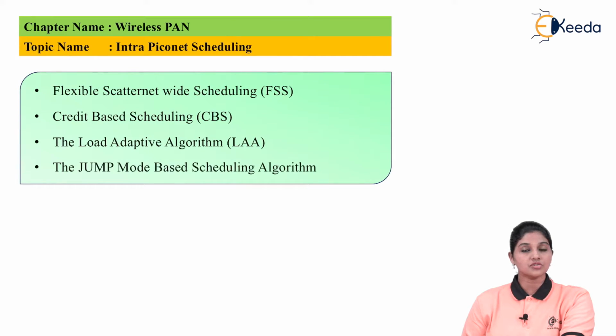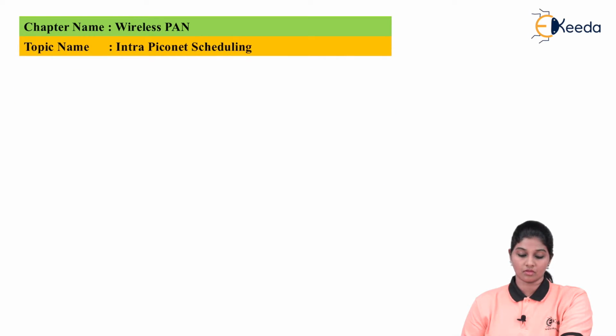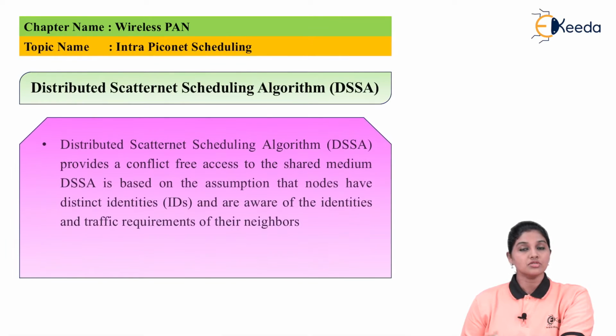Also, there are various types of algorithms and various scheduling techniques other than these 3 that are used for performing the intra-Piconet scheduling. The various algorithms are flexible scatternet-wide scheduling, FSS. Second is credit-based scheduling, denoted by CBS. Third is local adaptive algorithm, LAA, and the next is jump mode based scheduling algorithm. By using these algorithms, it is possible to perform the inter-Piconet as well as intra-Piconet scheduling.